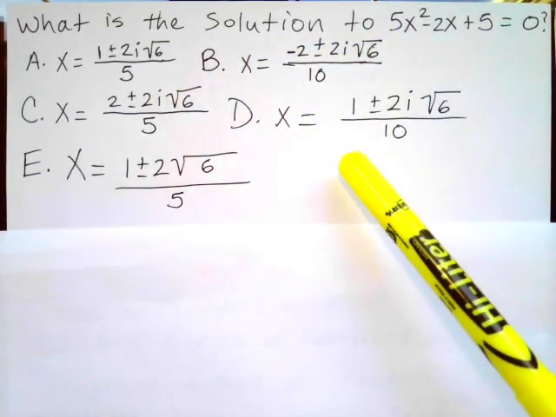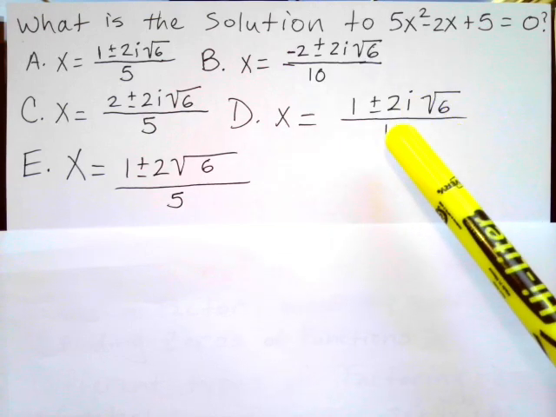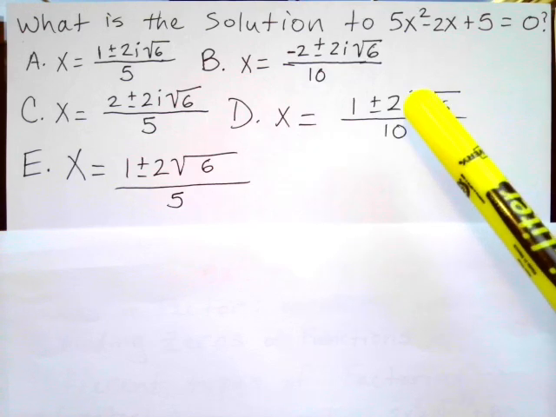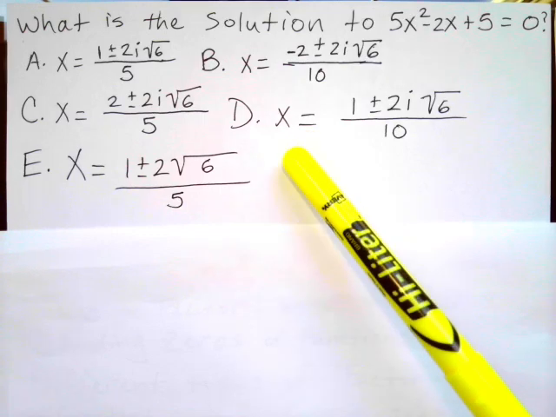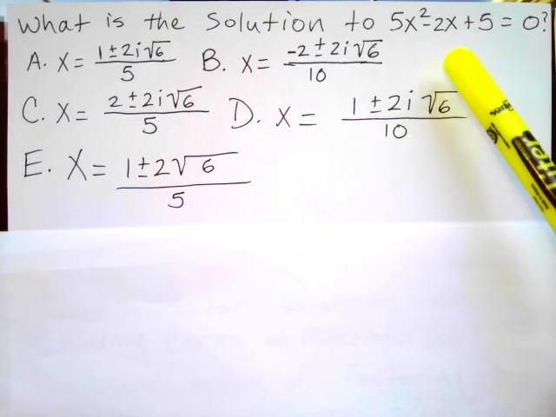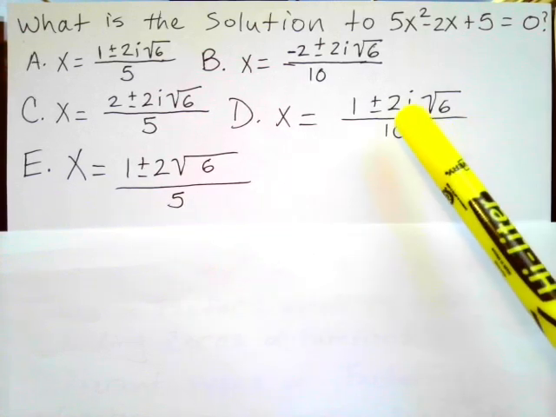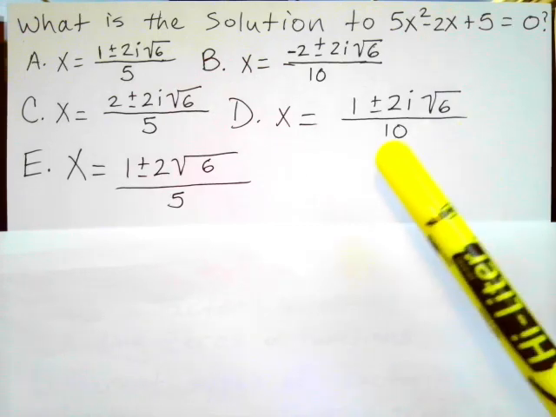1 over 10? No, you can't reduce 1 over 10. But what about 2 over 10? Yes, I can divide 2 into 2, and 2 goes into 10 5 times. So that will reduce down to 1 over 5. So D cannot be an option. Not an option I would choose, because you always, always, always have to reduce your fraction in an answer. So that's a test-taking strategy.